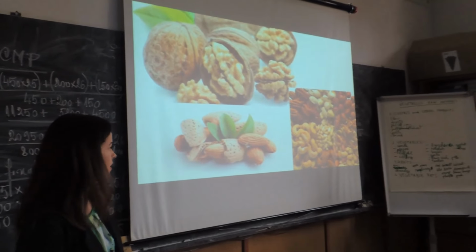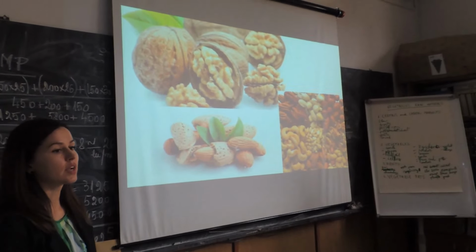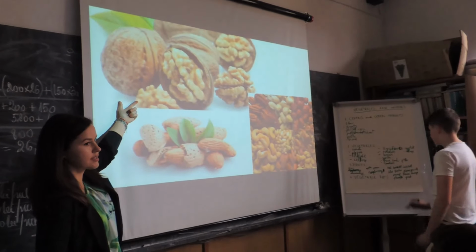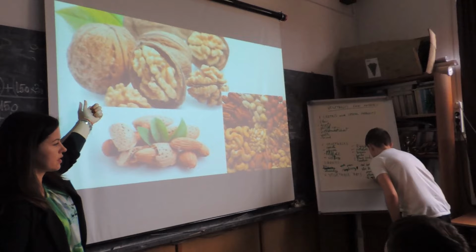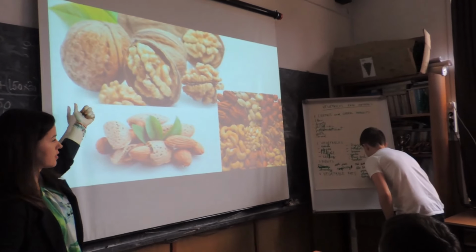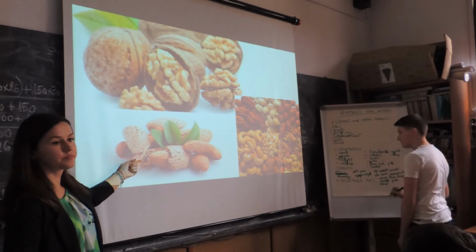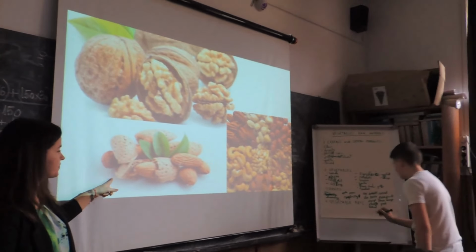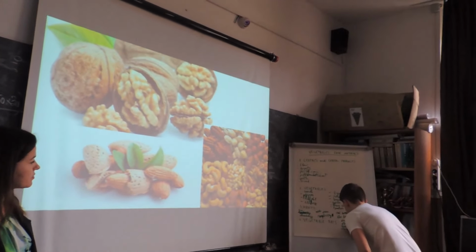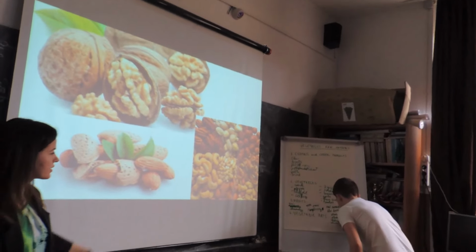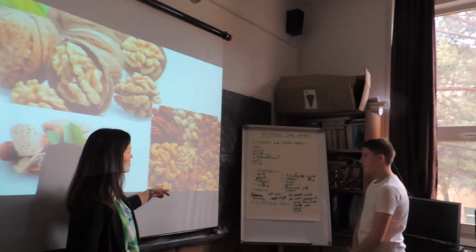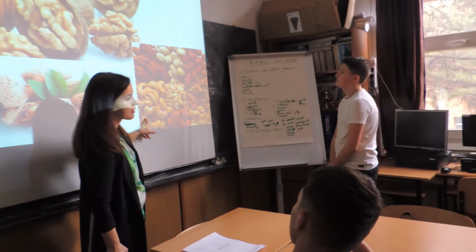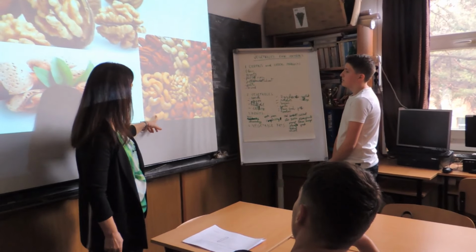The next category is nuts. Different types of nuts. These are walnuts. Walnuts. Okay, good. This one? Almonds. Mm-hmm. And in this picture, you have different types of nuts. Some of them you cannot find grown in Romania.